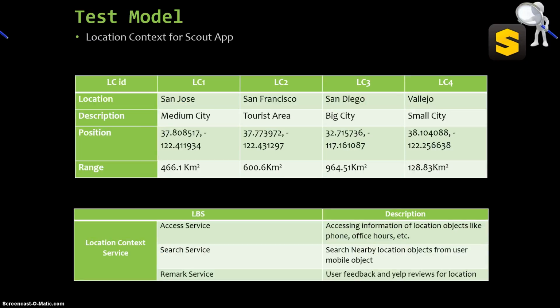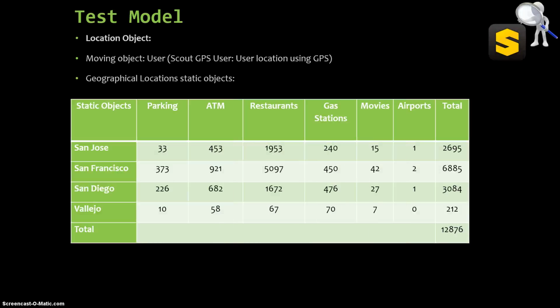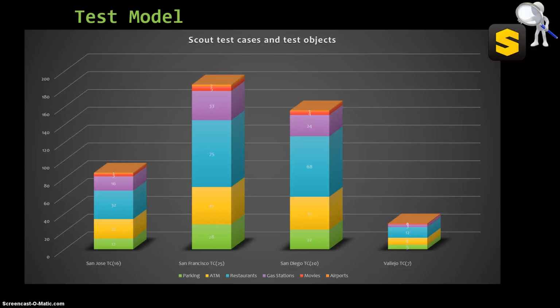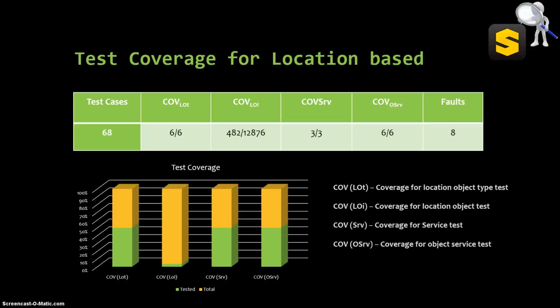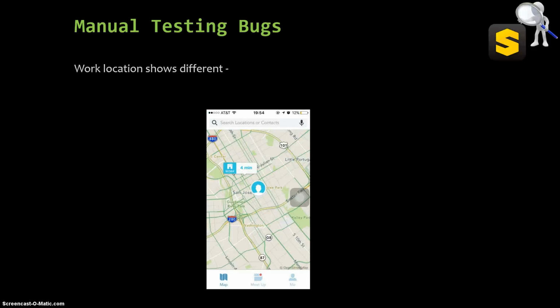So this is the location test model, and we got these as our test objects, and this is the graph showing all that. This is our report for the location-based model, and it consists of all test cases for manual as well as automation test reports. So we have the coverage of location testing, and for service we have got the coverage of 3 out of 3. These are some bugs we found in the application. Now the manual testing report will be explained by Surya.